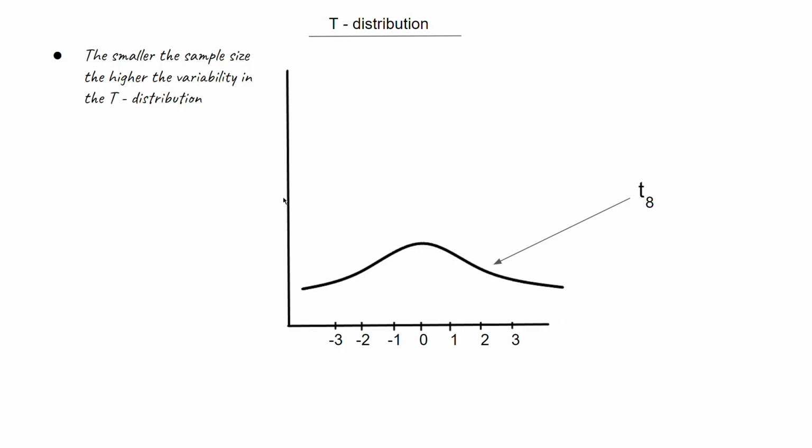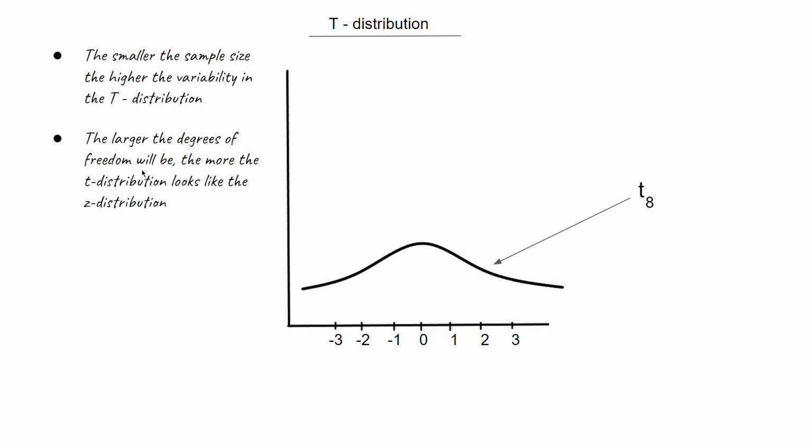So the bigger the sample size, the more accurate the data will be, and the lesser the variability of the t-distribution will be. And the larger the degrees of freedom, the more the t-distribution looks like a z-distribution. The z-distribution has degrees of freedom around 30, but it doesn't matter because technically the t-distribution only goes up until 19, because in order to be using a t-distribution, you need a sample of below 20 or 20.